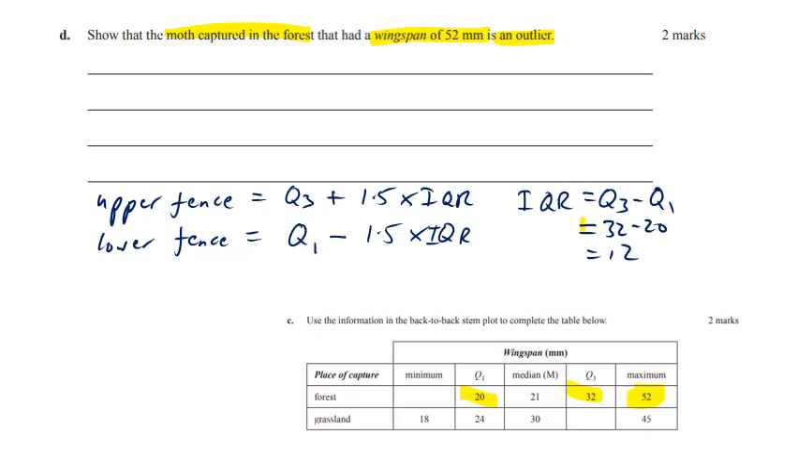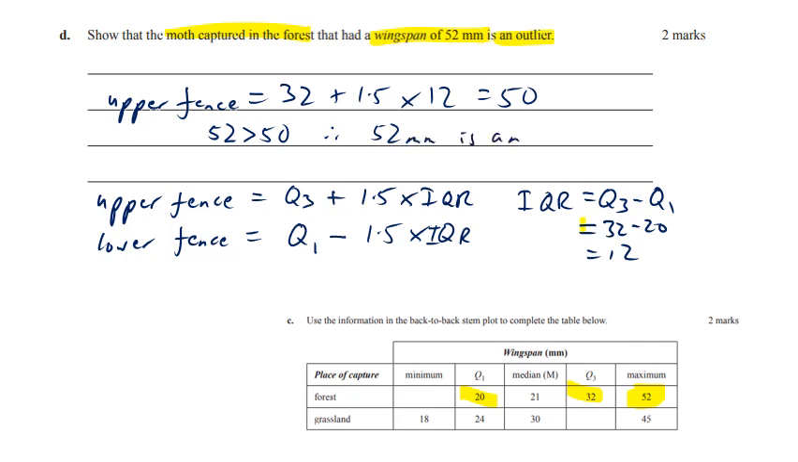So our upper fence, we know it's the upper fence because 52 is at the upper end, equals 32 plus 1.5 times 12. Half of 12 is 6, so 1.5 times 12 is 18. 32 plus 18 equals 50, and that makes sense. So that's our first point, that the upper fence is 50, and then we say 52 is greater than 50, therefore 52 millimeters is an outlier. Now this is a 2-mark question, so 1 mark is for this part and the other part is for this part. So make sure you get into the habit of writing out the full sentences with these things.